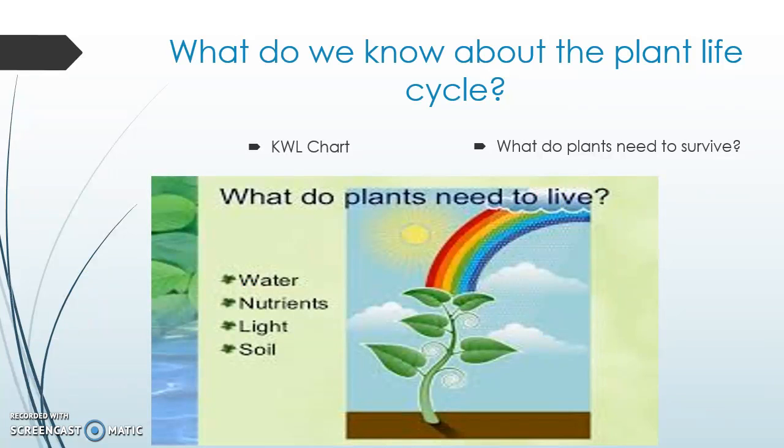First off, what do we actually know about the plant life cycle? We're going to be working from a chart where we're going to talk about all of the things that we know and then the things that we learned, and at the very end we're going to go back and look at it and see if our predictions were correct. So what are some of the things that plants need to survive? They definitely need water, nutrients, light, and soil.